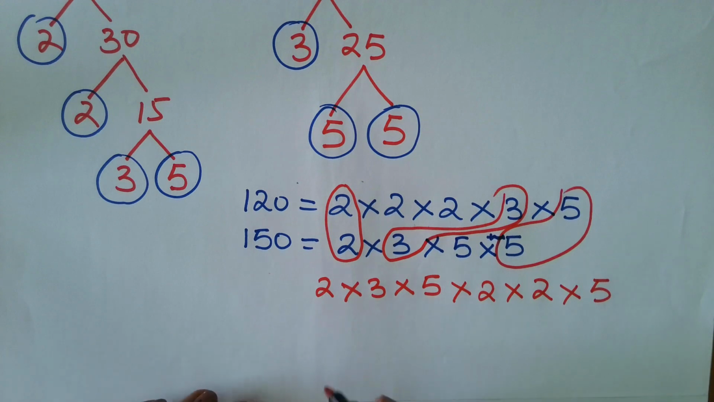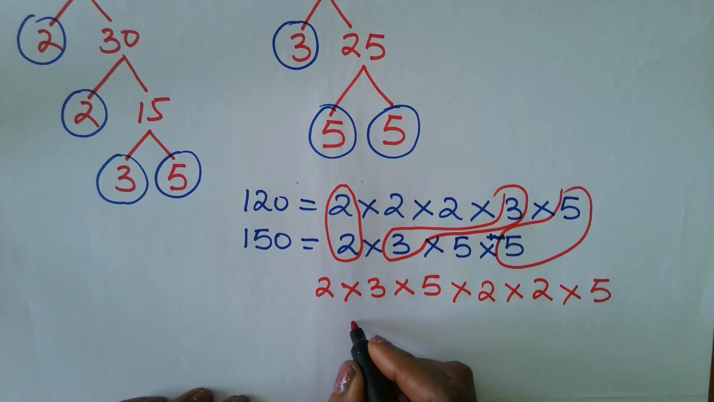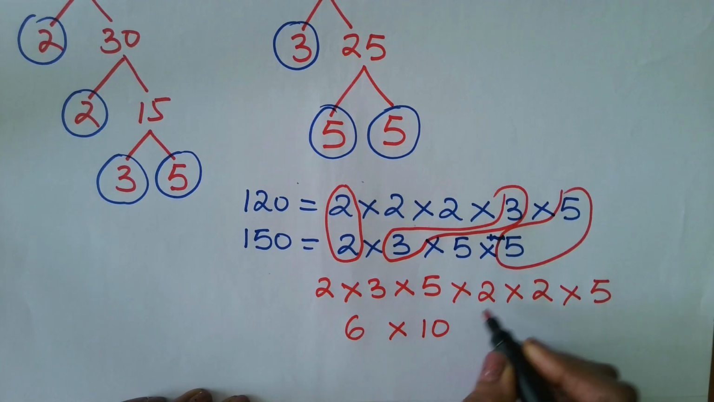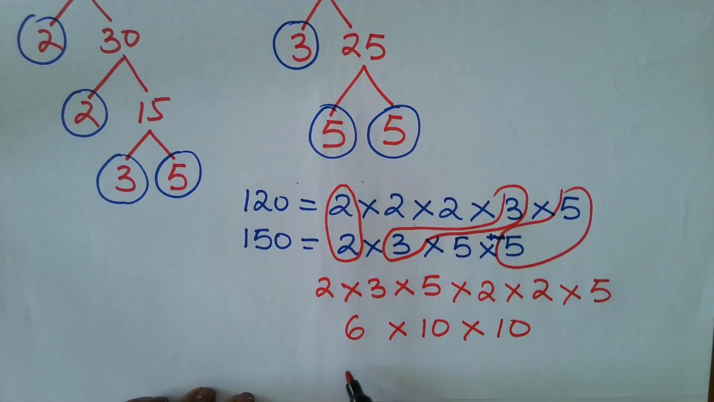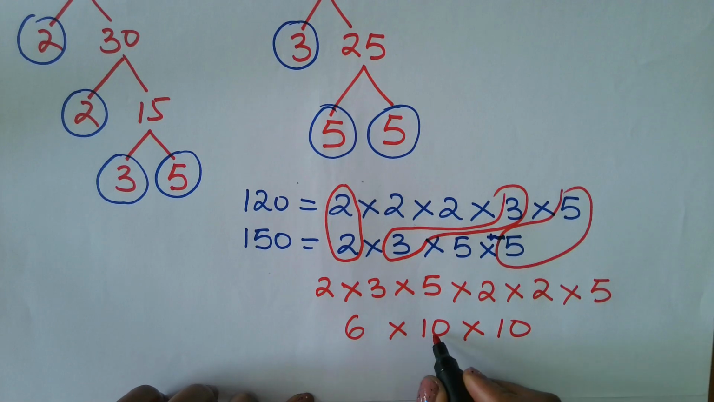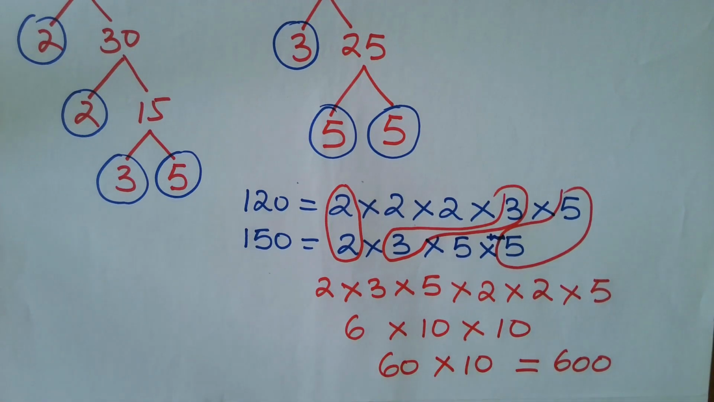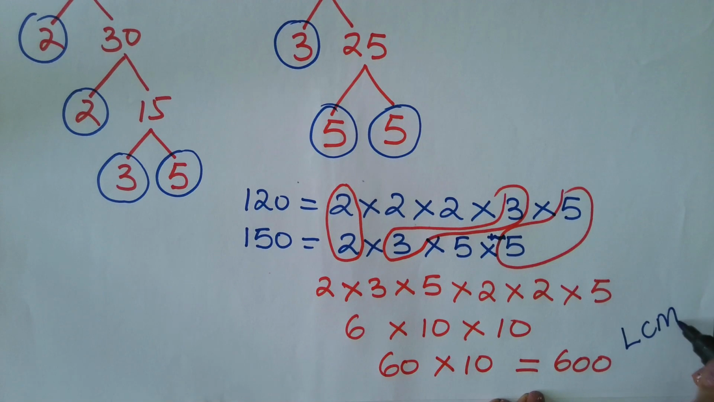Now we can do them in bits. 2 times 3 is 6, times 5 times 2 will give me 10. 2 times 5 will give 10. So we multiply all of them. 6 times 10 is 60, times another 10 will give me 600. So the lowest common multiple is 600 for this question.